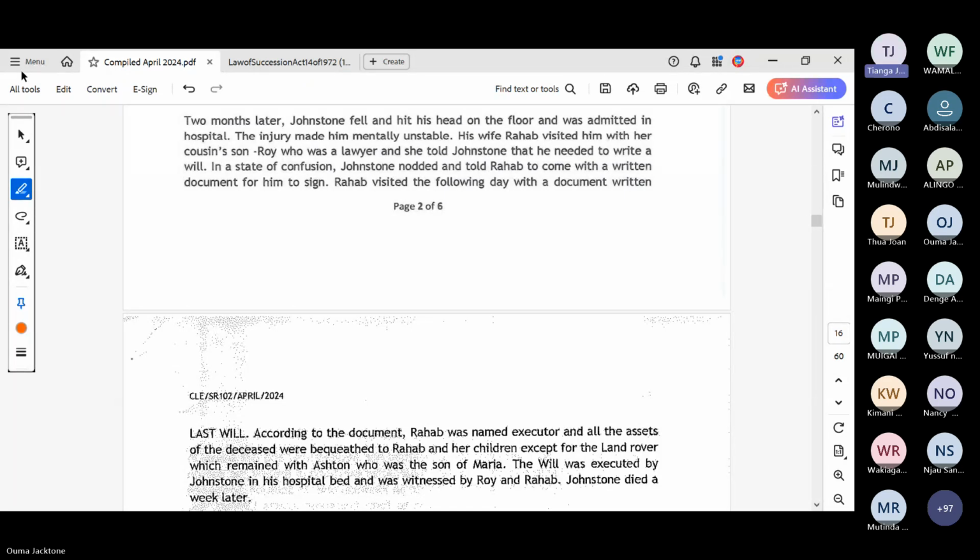Mwalimu, can we say suspicious circumstance as a vitiating factor? Suspicious circumstance. In what manner? Because in the question, in the first will of 20th of August, Mr. Johnston called all his beneficiaries and allocated. Okay, called all his. In that direction, you're not going to get the suspicious circumstance.